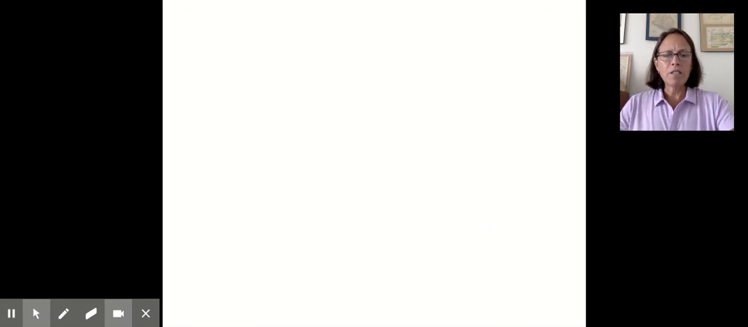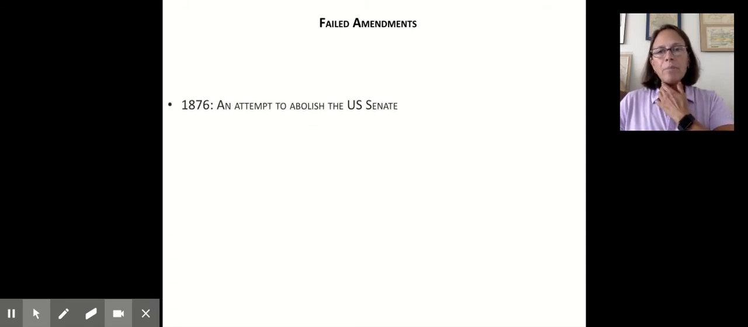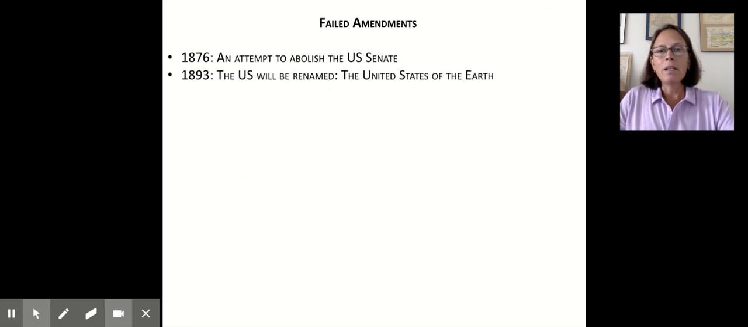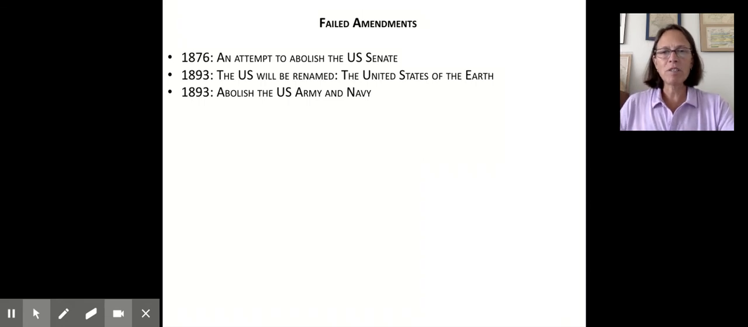There are some failed amendments that we'll look at, those that were proposed but were never ratified by the state governments. In 1876, there was an attempt to abolish the U.S. Senate. In 1893, they wanted to change the name of our country to the United States of the Earth. Also in 1893, they wanted to get rid of the Army and the Navy. And I know that sounds really crazy, but we were just entering into a pretty steep depression in the 1890s. And I guess they saw that as a way of saving some money by getting rid of the Army and the Navy. Next, in 1914, they proposed at least that divorces would be illegal.